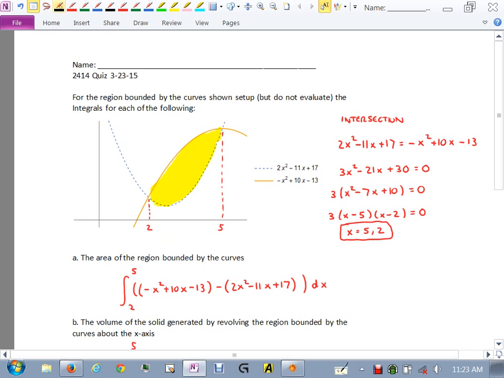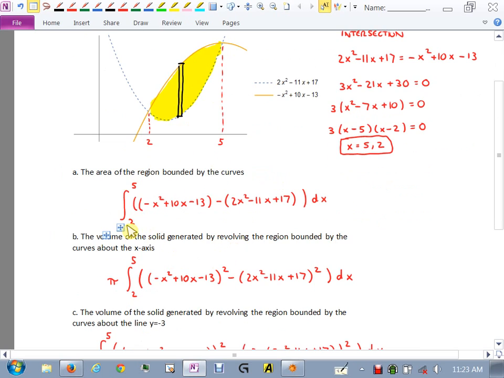So the area will be this rectangle, which would be your top function minus your bottom function. Top function here being the negative x squared plus 10x minus 13, the bottom function being the dotted one. So you just put integral 2 to 5, top function minus bottom function dx, you're done. That's the first one.